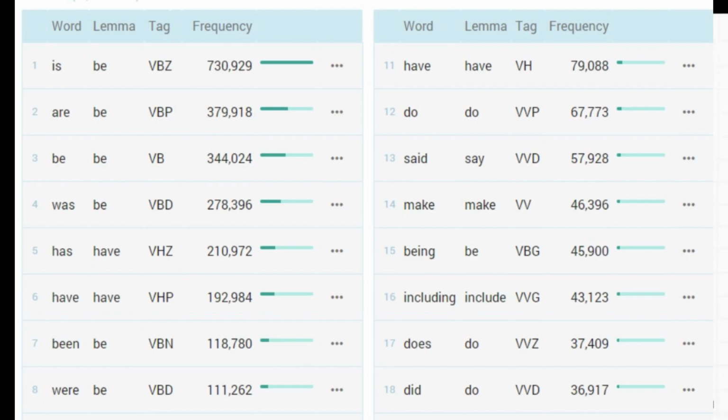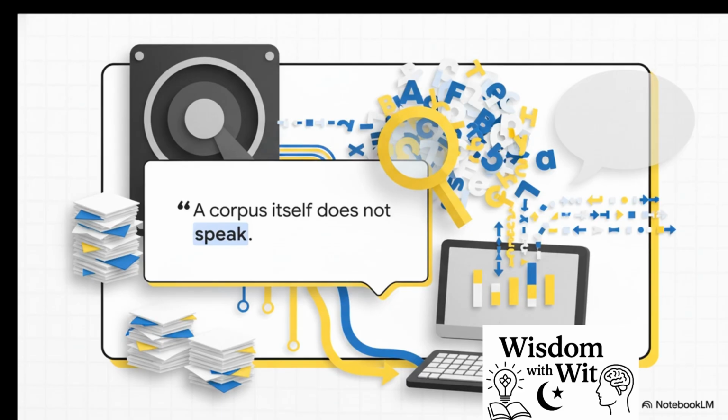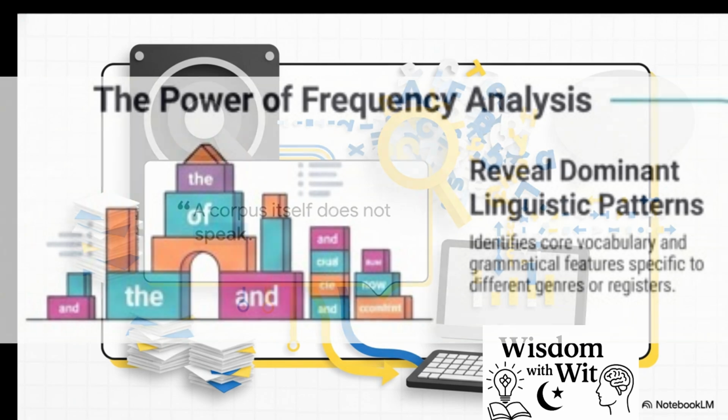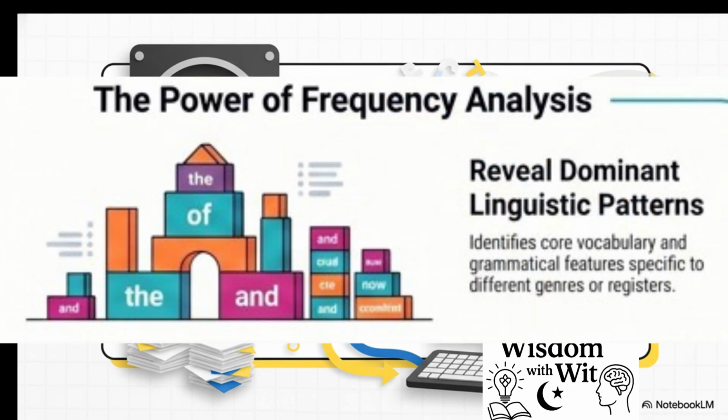And I think researcher Jane Evison hit the nail on the head here when she said, a corpus itself does not speak. Raw data is completely mute. It just sits there on a hard drive doing absolutely nothing. It takes our software, our specific questions, and our frequency lists to give that data a voice and reveal its hidden patterns. The list is basically the translator between raw text and human insight.